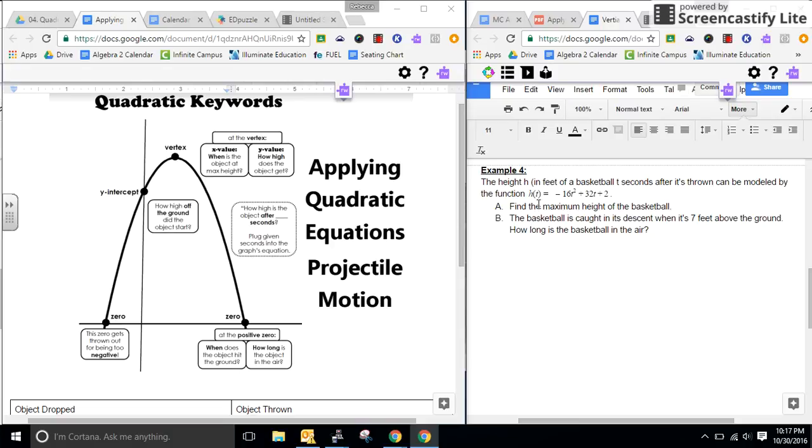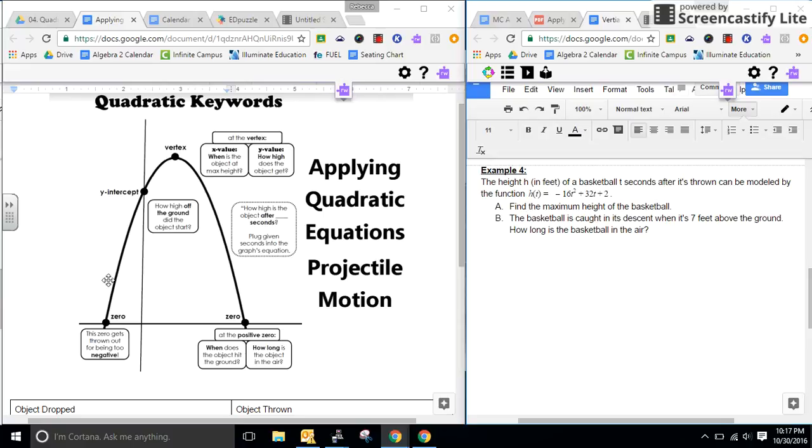So our final example is example 4. It says the height h in feet of a basketball t seconds after it's thrown can be modeled by the function h of t equals negative 16t squared plus 32t plus 2. So find the maximum height of the basketball.